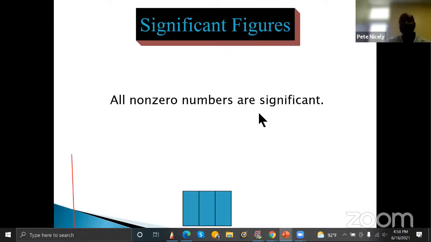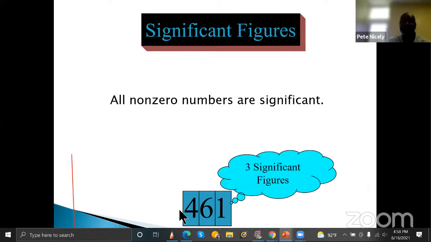All non-zero numbers are significant. All non-zero numbers are significant. So all the digits from 1 through 9, if they appear in any measured value, will be significant. So here's one example, 461. These are all non-zero digits, and therefore the total number of significant digits shown here is 3, all right? So that's a simple rule, nothing complicated about this, all right?